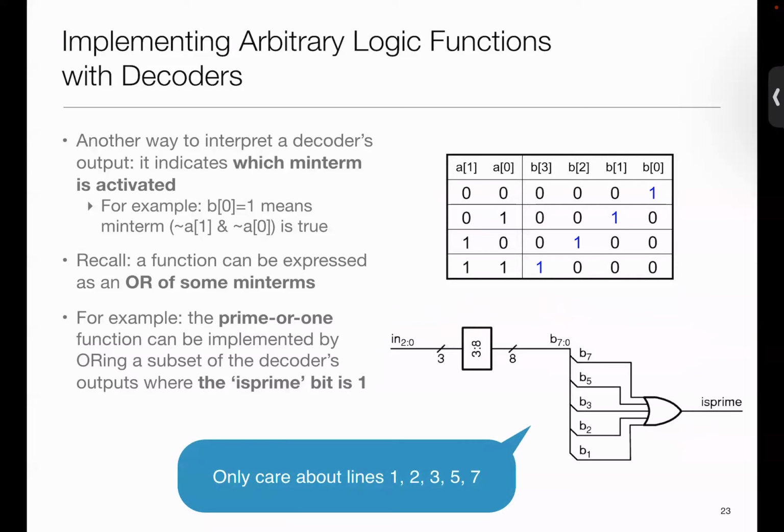It's inefficient because I'm computing some minterms and I'm not using them. B0, B4, B6 are not being used, and yet the decoder outputs those also. So the decoder is creating 8 intermediate values, but I'm only using 5 of those. So it's not very efficient, but it's general. If I gave you a supply of decoders and OR gates, then it gives me a general way of doing things.